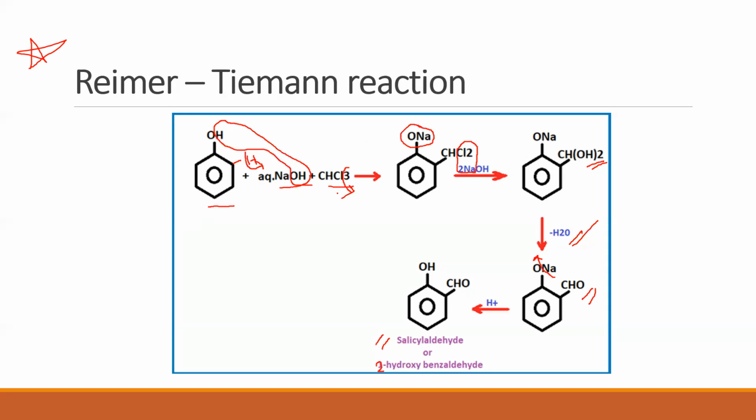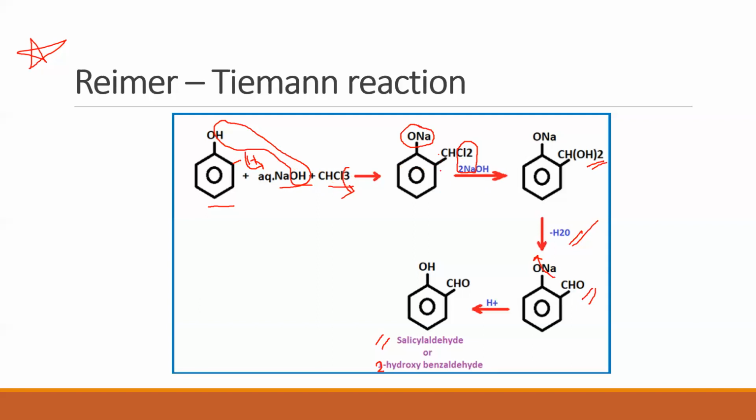Then coming to the use of chloroform. Now the ortho hydrogen takes away one of the chlorines of chloroform to go out as HCl. Thereby, CHCl2 gets substituted in place of the hydrogen here as shown.